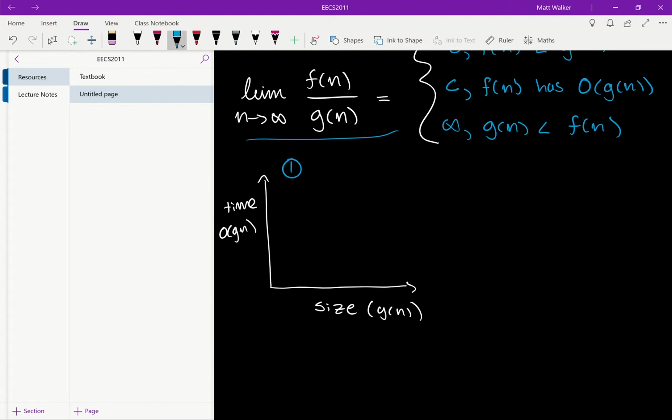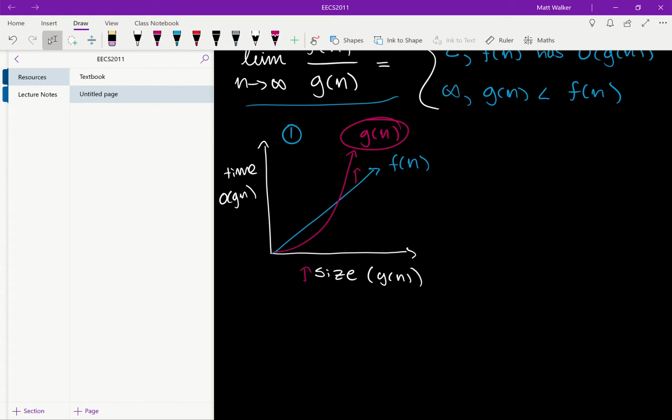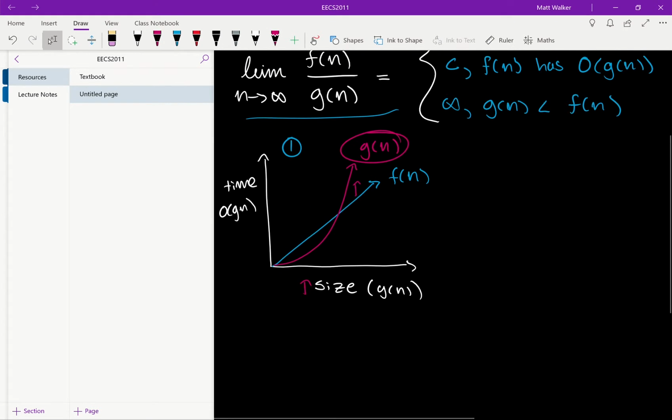So what does that mean? Well, our f of n might look something like this, right? Constant. And our g of n will look something like this. So it's quick to see right from the beginning that as the size of our input increases, the g of n function here is going to overtake the f of n function. And so when you get a really large size of n, it's going to take a lot longer for this algorithm to complete than it would if it were linear.